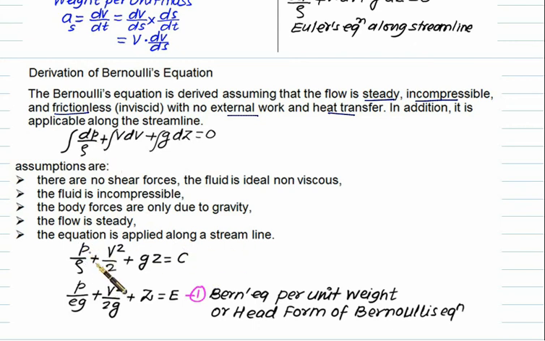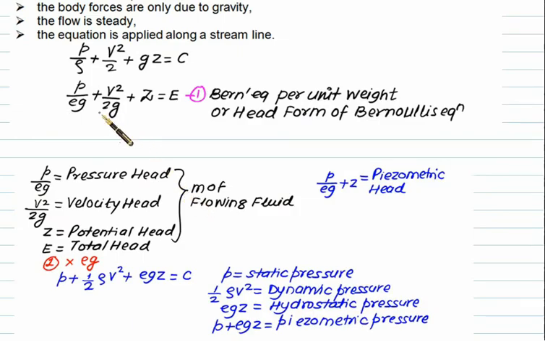So if we integrate this, we get p by rho plus v square by 2 plus gz equal to c. That is, the total energy per unit mass of a flowing fluid is always equal to a constant. That is the statement of Bernoulli. Here p by rho g is called the pressure head, v square by twice g is called the velocity head, and z is called the potential head. Since each term here is a head, E is called the total head and is basically in meters of flowing fluid.